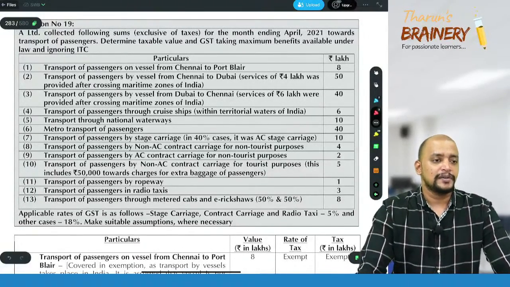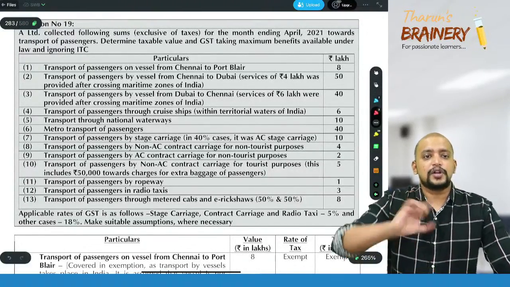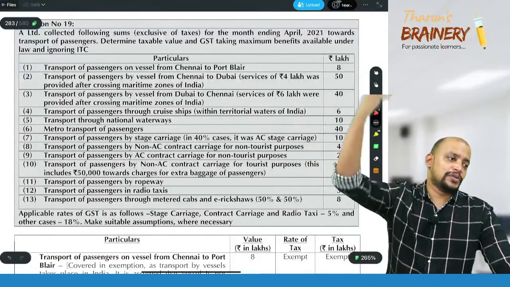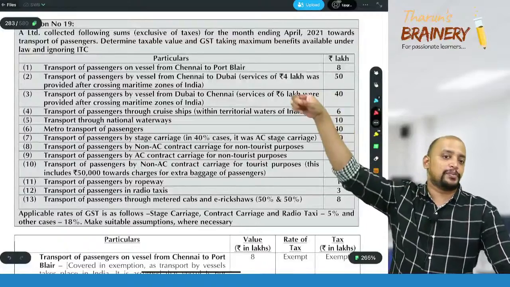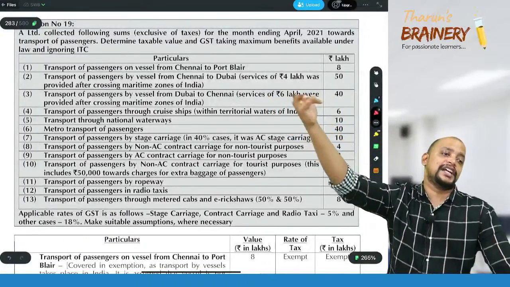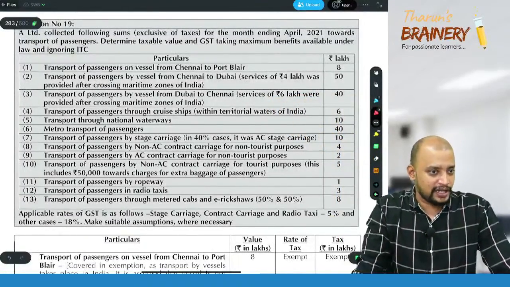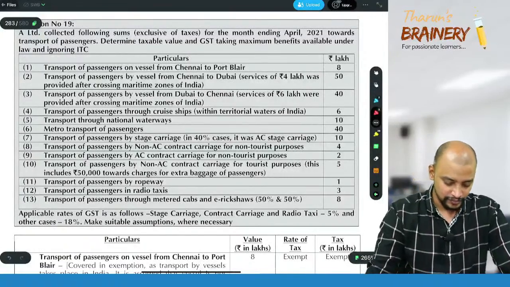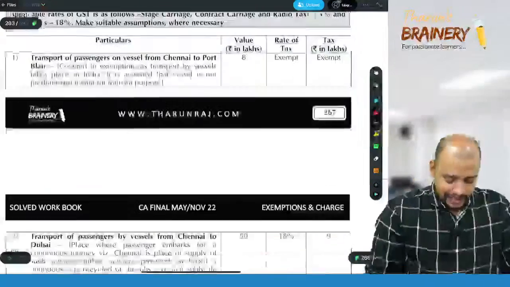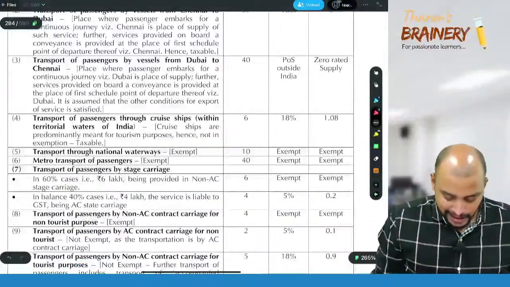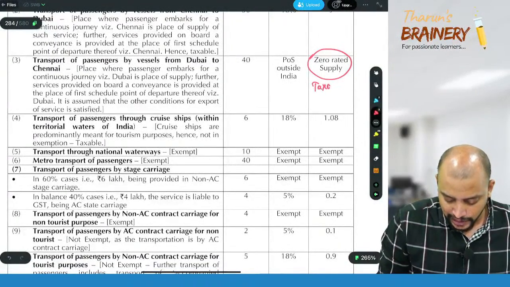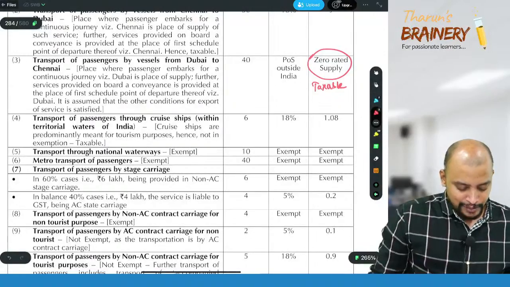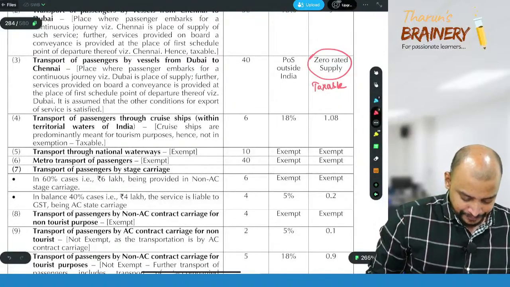How, sir? India to outside India only ending point. Outside India to India will be starting point only. Supplier in India, place of supply outside India. If recipient is also outside India, it may become zero rated supply. Okay, but it is taxable. So you can write there zero rated supply, taxable. It is taxable only, but it may also become zero rated supply.